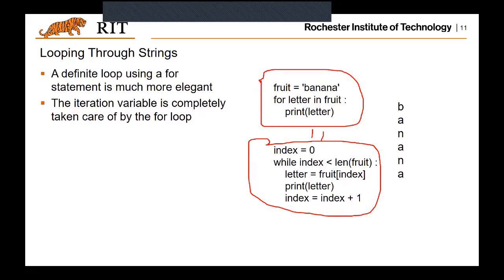In the for loop, the iteration variable is completely taken care of by the for loop. So you don't need to worry about increasing the iteration variable per iteration, right? You just simply start a for loop and write the code you want to do with this character, and that's it. So it's more convenient to use a for loop versus a while loop in this case. All right.